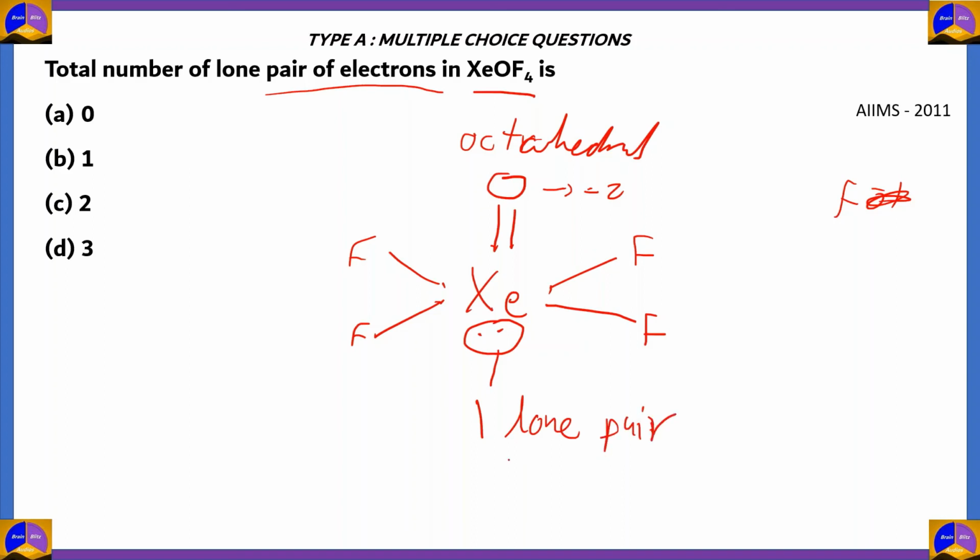Since there's only 1 lone pair left, option B, which is 1, is the right option. Options A, C, and D are incorrect, because the right number of lone pairs, by drawing the structure of XeOF4, is just 1. So there's only 1 lone pair in the structure of XeOF4. And that's why option B is the right option.